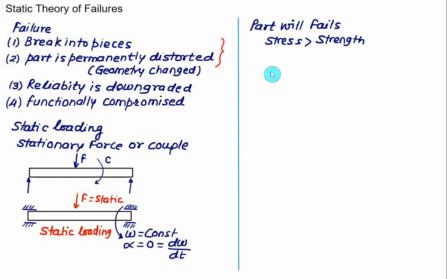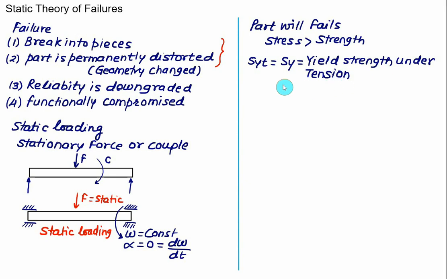Now the second part here is the strength. We can have a yield strength, then torsional yield strength, ultimate torsional strength, ultimate tensile strength, and ultimate compression strength. So I will show you some symbols for the strength. The yield strength under tension will be represented by SYT or simply by SY. Ultimate tensile strength will be represented as S suffix UT.